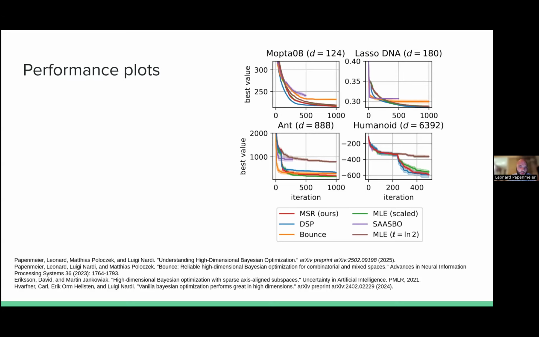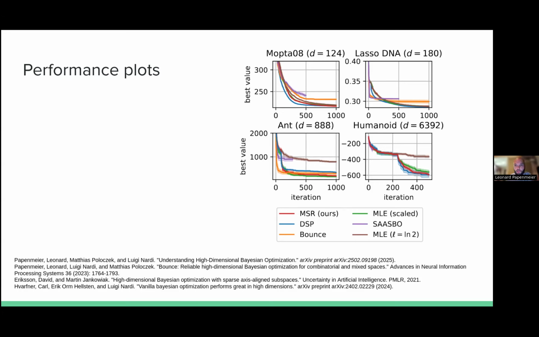And we show that this simple approach is competitive with the state of the art. So we compare our approach, MSR in red, with the dimensionality scaled priors, which were proposed in the Vanilla BO paper by Carl Hvafner. ZASPO, proposed by David Eriksson et al., in the purple line, and Bounds, proposed by myself in the orange line, as well as MLE, where we just scale the initial length scale, that's green, and MLE in the traditional setup where we don't scale the initial length scale, that is brown.